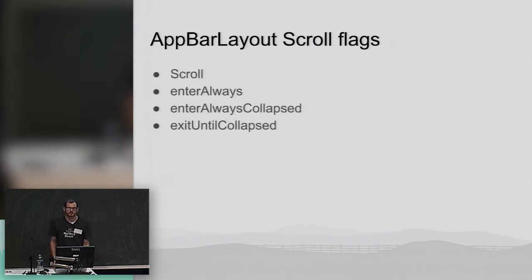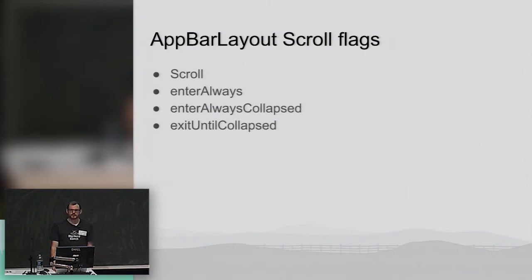I also want to point out that there are some scroll flags on my toolbar that specify how it should hide when I scroll. So you can customize this to do unique things if you want to. For one of the scroll flags, I have the scroll flag. The scroll flag indicates that this should react to scrolling events. When I scroll, the toolbar should move. I also have the enterAlways scroll flag, and that enables that quick return pattern, where no matter how far down the recycler view I go, as soon as I start scrolling back up, the toolbar immediately shows up. If I left that off, I would have to go all the way back up to the top to see the toolbar.